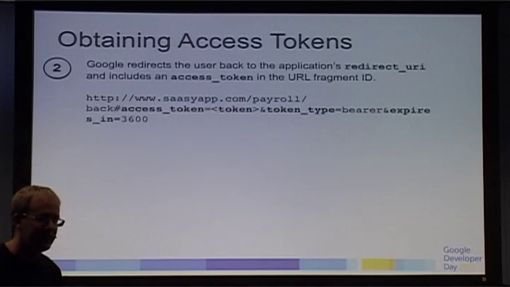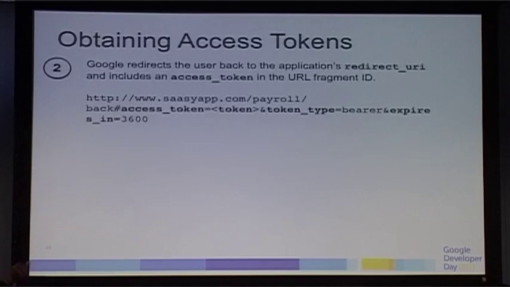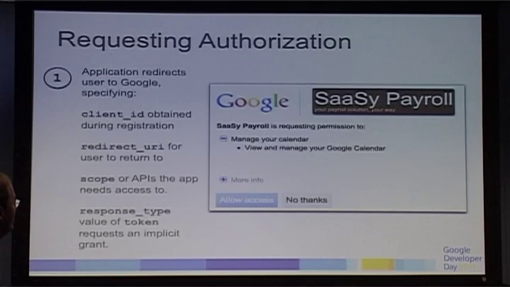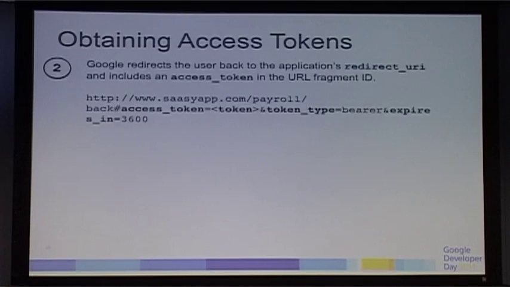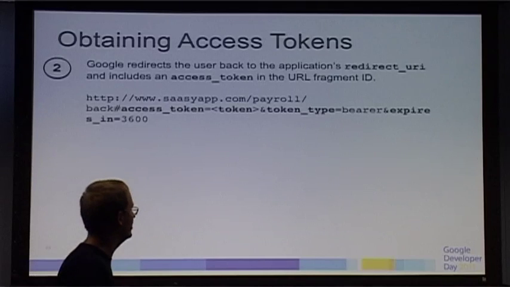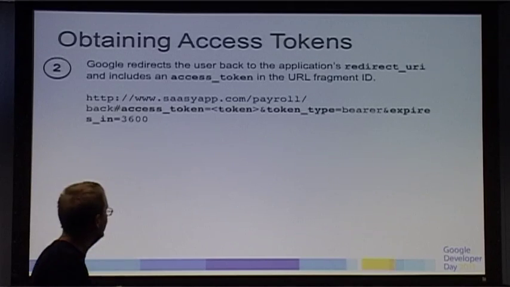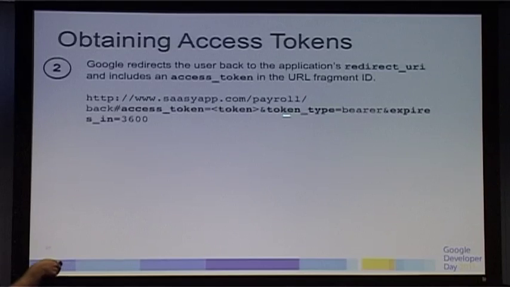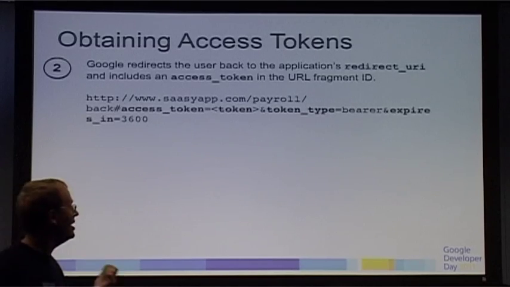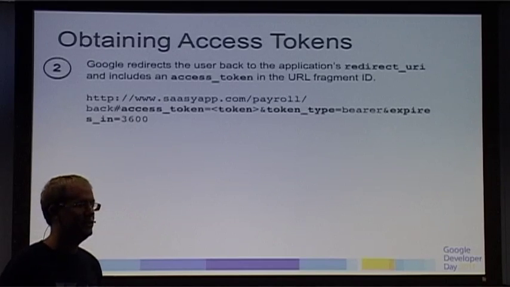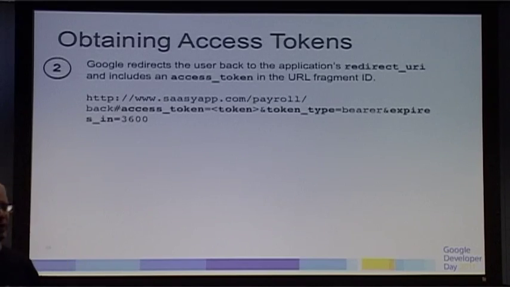All right. So after that user goes to that URL and sees that screen here, they click Allow Access, and they end up back at your application. And they end up at this URL. This is the redirect URI. And in this case, it's sasyapp.com/payroll/back. And there's a hash fragment there at the end. In the hash fragment is the access token. Like I said earlier, this is your end goal. You really want an access token because you want to be able to access the user's data.